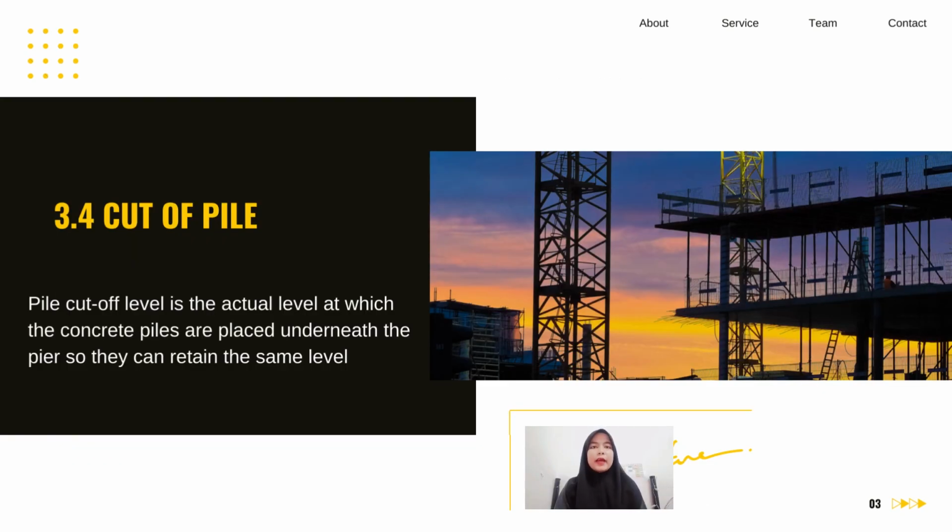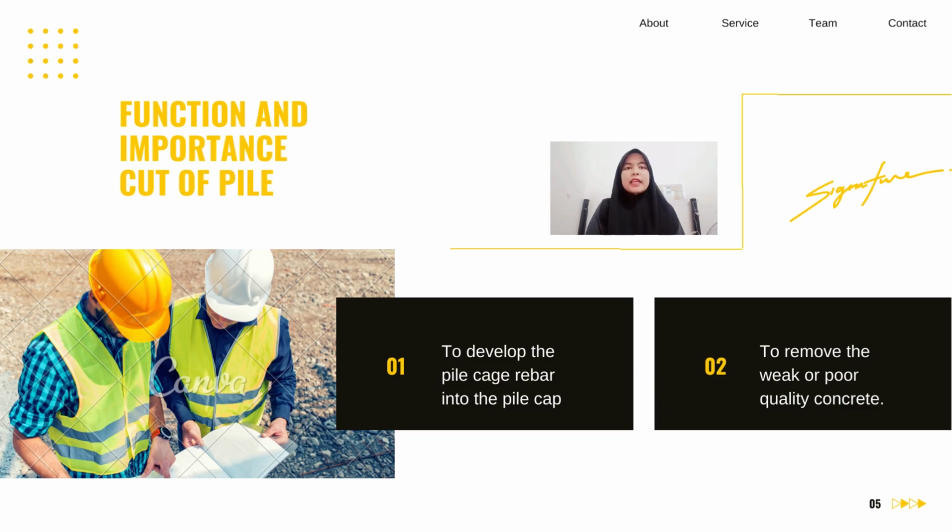Next is the cut-off pile. Pile cut-off level is the actual level at which the concrete piles are placed underneath the piers so they can retain the same level. For the function and importance of cut-off pile, we have two. First, to develop the pile cage rebar into the pile cap. The second, to remove the weak or poor quality concrete.